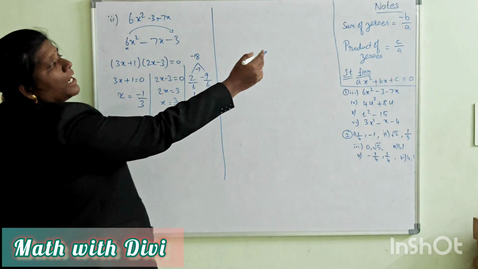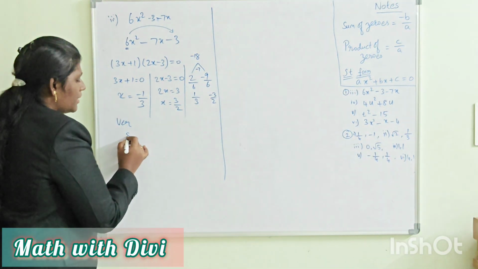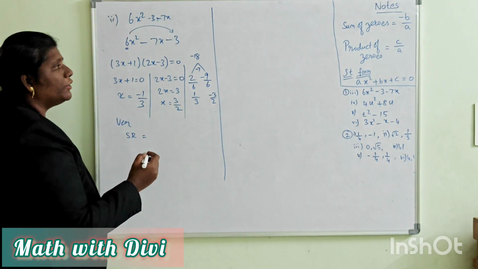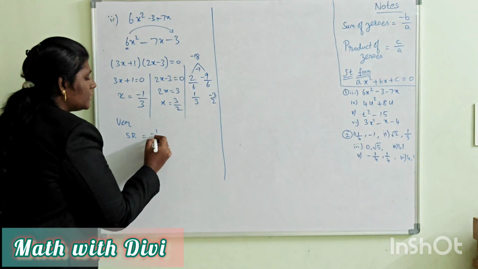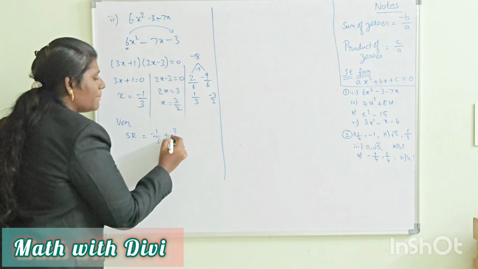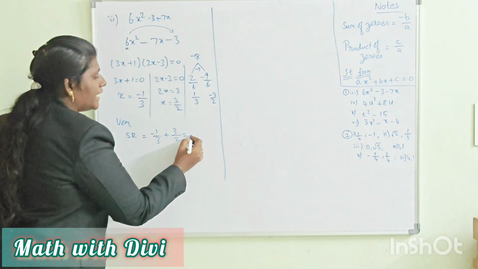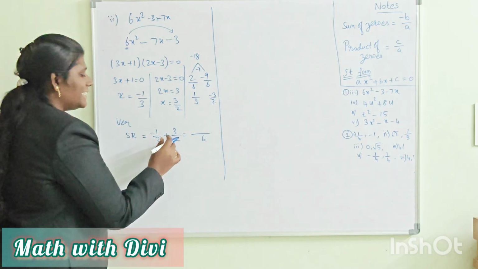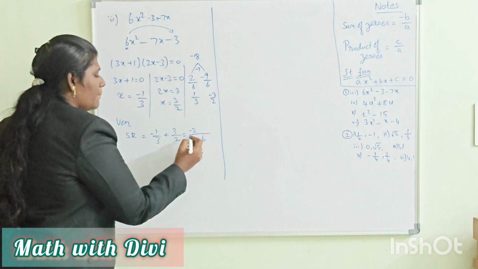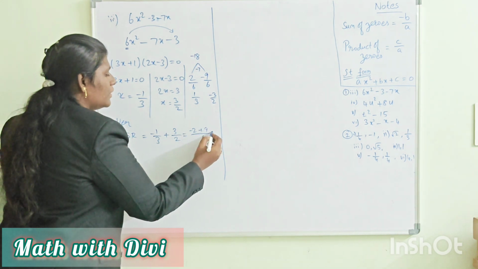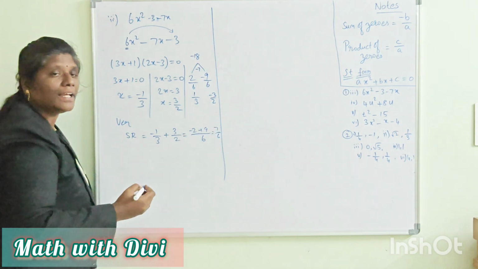How to verify? Sum of zeros. What is sum of zeros? Sum of roots, sum of zeros, what is sum of roots? Minus 1 by 3 plus 3 by 2. We have to add, take LCM. LCM is 6. If we multiply here, minus 2 plus 9. So 7 by 6. Understand?